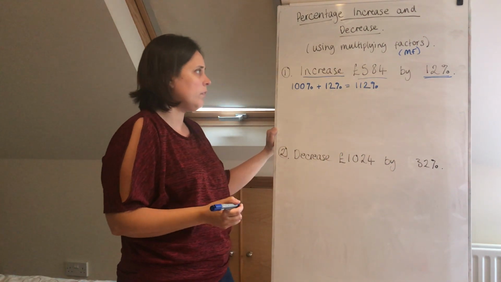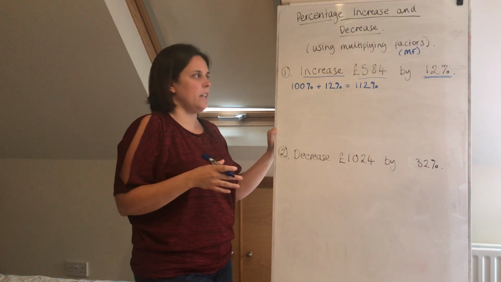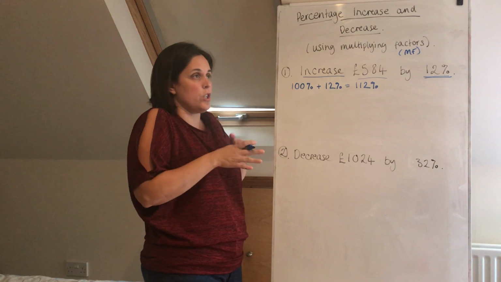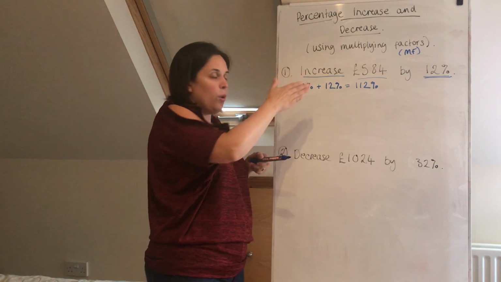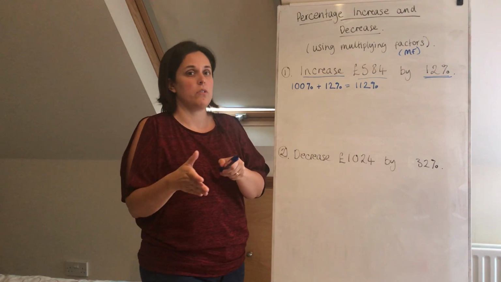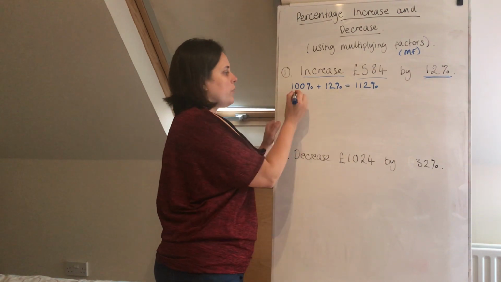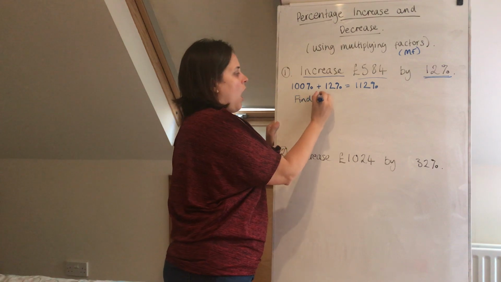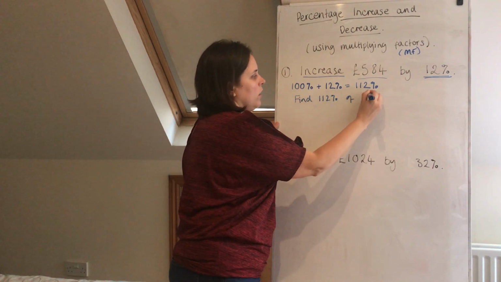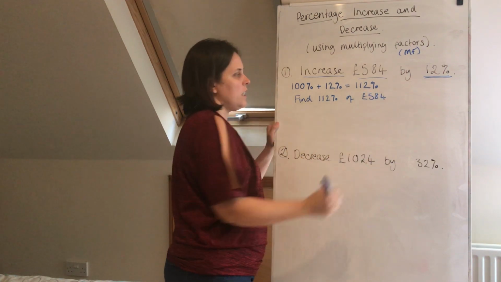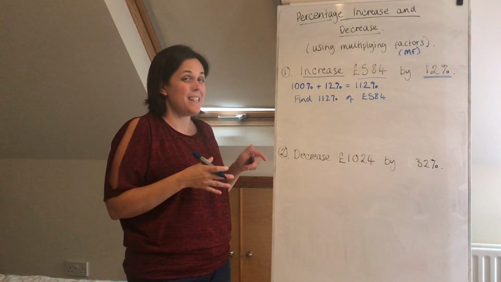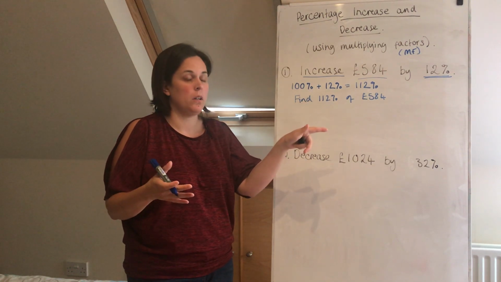Now, the clever thing about this is it's now going to be exactly like a percentage question, which is what you learned before increases and decreases, where you're just finding a percentage of an amount. So what we want to do now is find 112% of £584. Now the key here is all we've got to do is basically turn that into a sum.